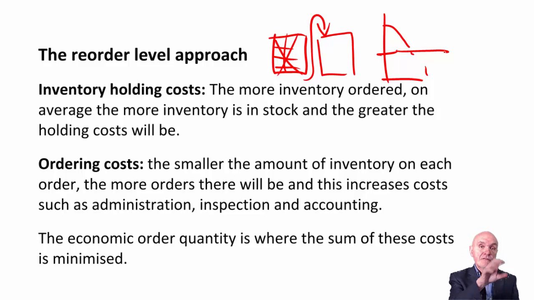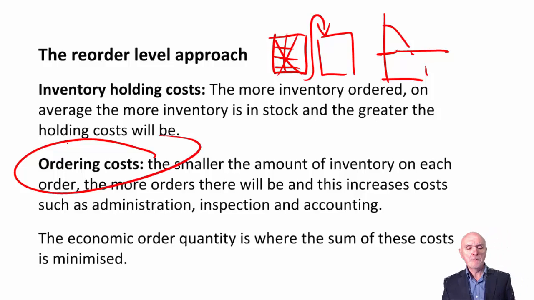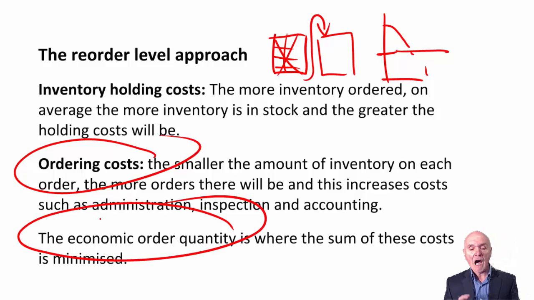Or you could say, well, I'll order a little every day. There you're hardly ever holding any stock at all, but you're having to order every day, and there are huge admin costs associated with that. What we want is a compromise. I will order enough stock so that my ordering costs are relatively low, and I'm not having to order too frequently, but I will not order so much stock that an awful lot of money is tied up in the inventory. What we're trying to get at is what's called the economic order quantity, a compromise between ordering too many times a year or too few times a year.